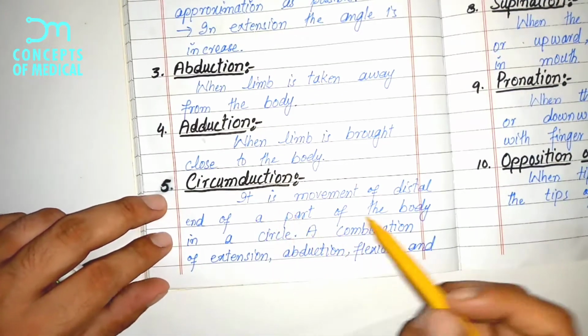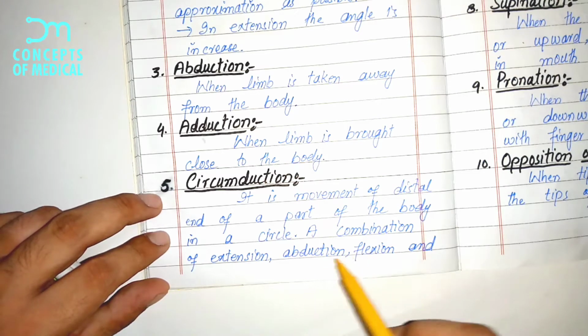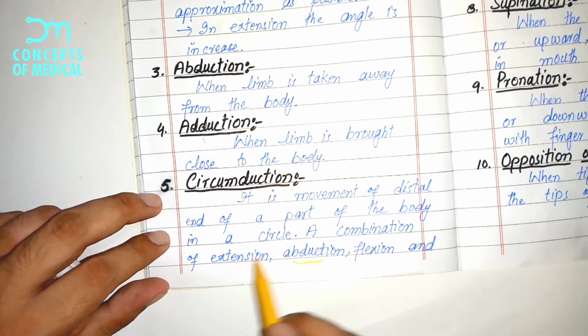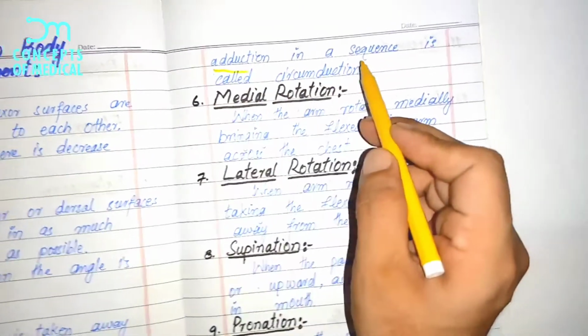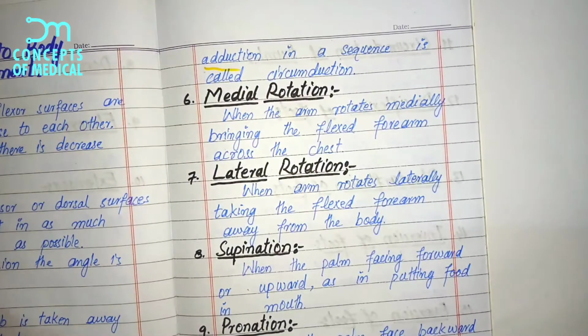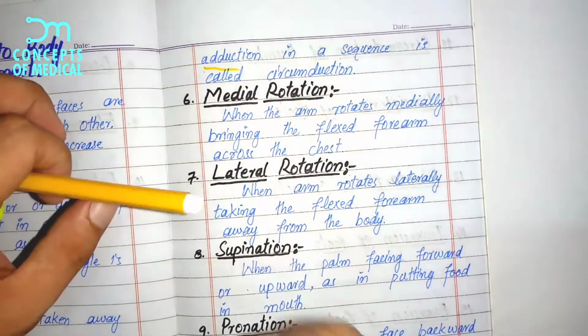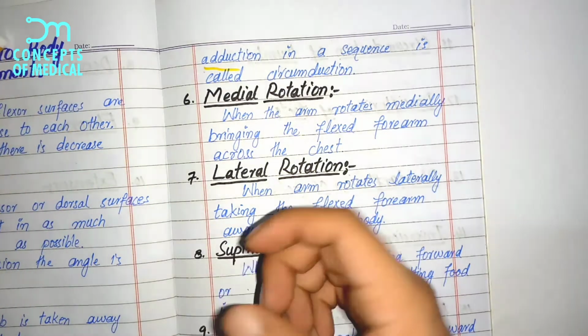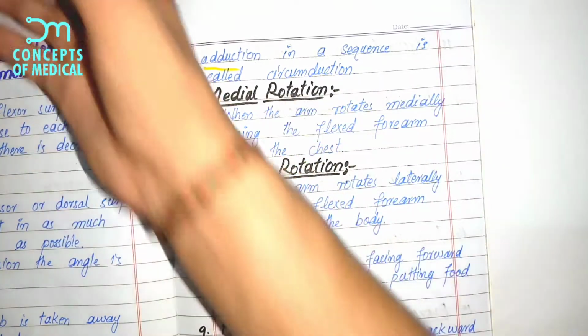Circumduction is a movement of the distal end of a part of the body in a circle, a combination of extension, abduction, flexion, and adduction in a sequence. Circumduction mostly occurs when the bowler is bowling the ball. This movement is called circumduction because all the flexion, extension, adduction, and abduction occur in that movement.